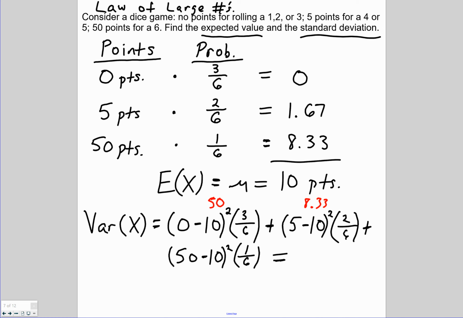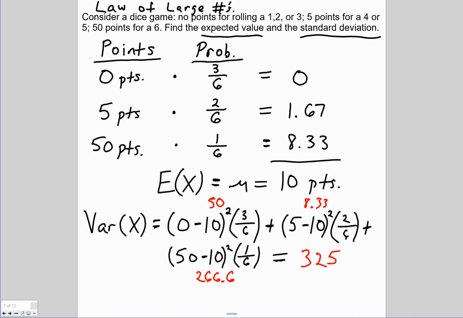Okay, and the last one. This is going to be a bigger number. What's 50 minus 10? 40 squared. What is that? Okay, 1600 divided by 6. That one I don't know in my head. What was it? 266.6. You're good. Did you square it? You probably just did 40 divided by 6. All right, what happens when you add all those together? I think you get 325.